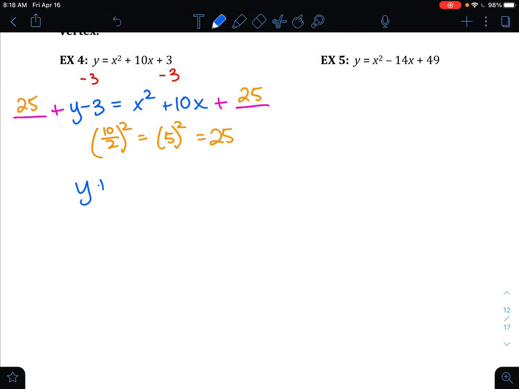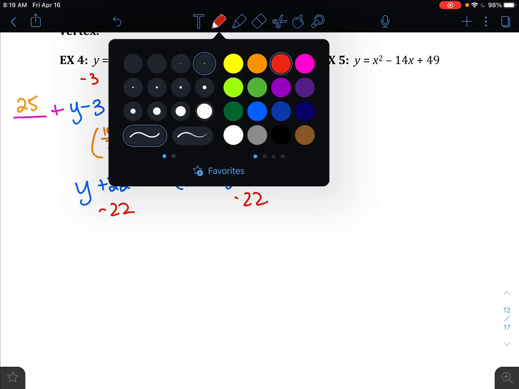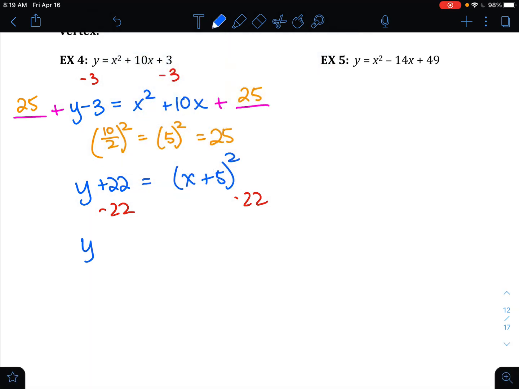All right, so do the math on the left. That's going to be 22. Factor on the right. And then I'm going to move my 22 back over to the other side. So I have to get it out of the way and move it to the left, and then I'm going back and moving what I have to the right. Okay, so there's your H and your K. Vertex, -5, -22.